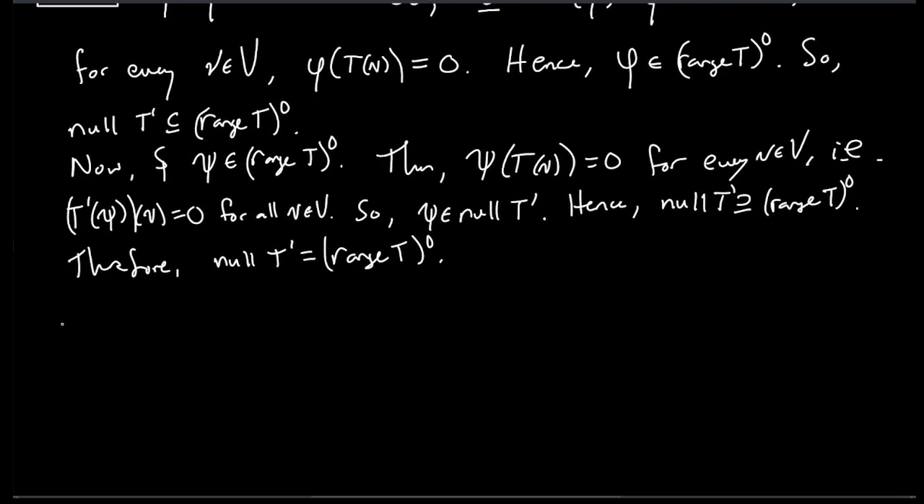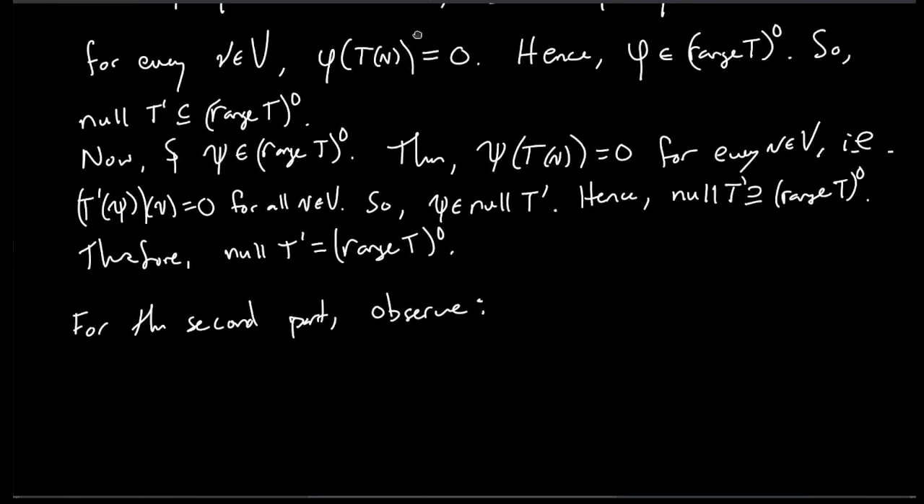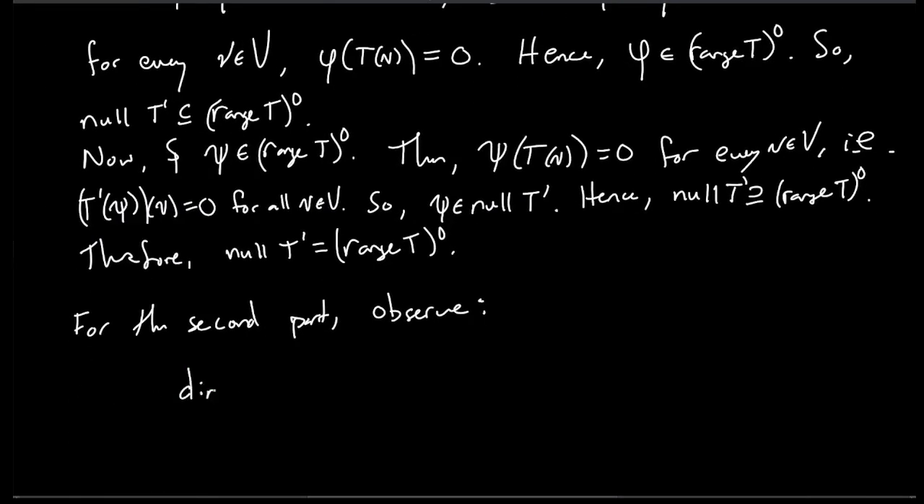Well, for the second part, observe. Here's what we'll do. What do we want to show? We want to show the null space of T has dimension dim null T plus dim W minus dim V. All right, so dim null T prime. Well, this is the dimension of the range of T's annihilator.